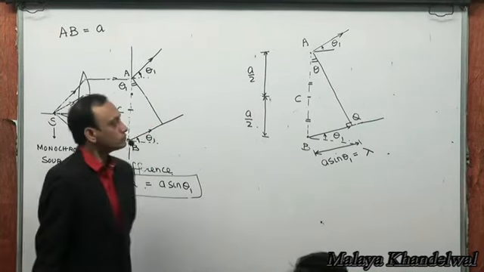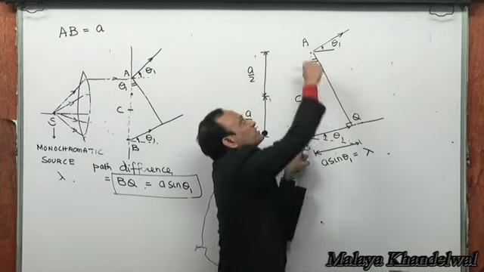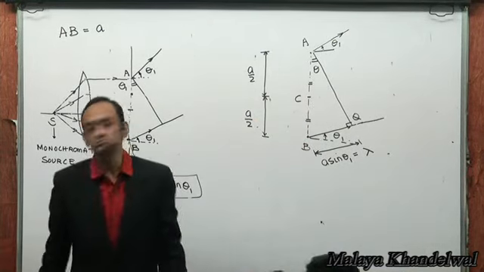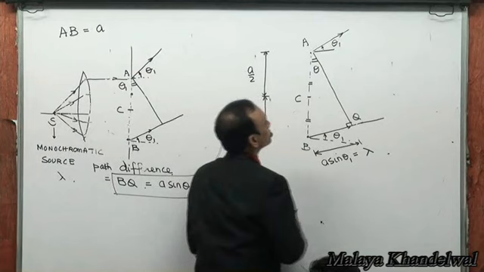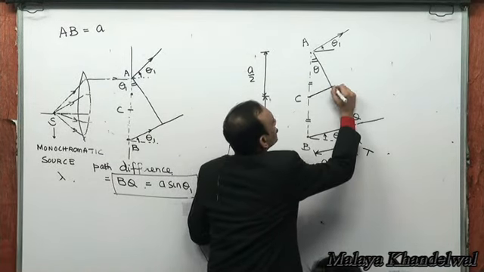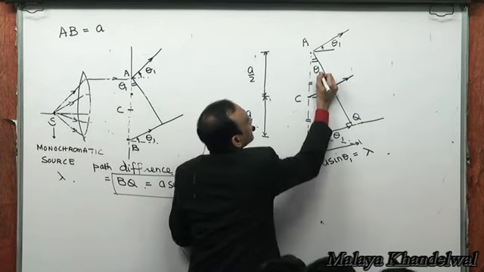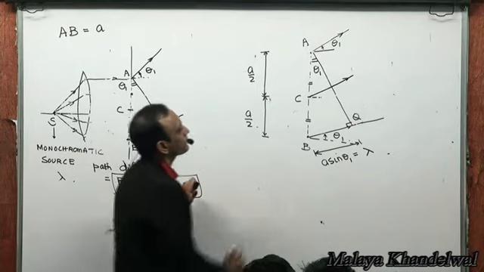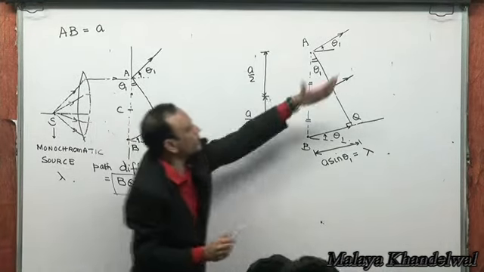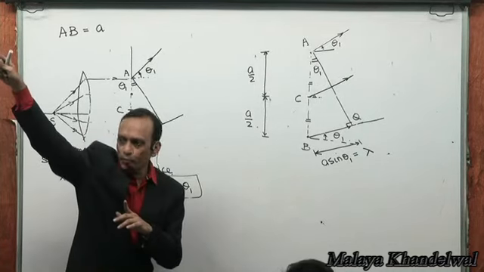Now, that means this length BQ is lambda. The path difference between waves from A and waves from B is lambda. Now, I think of a diffracted beam at an angle theta 1 from the midpoint, parallel to theta 1, at an angle theta 1. This will also go to the same point P on the screen.